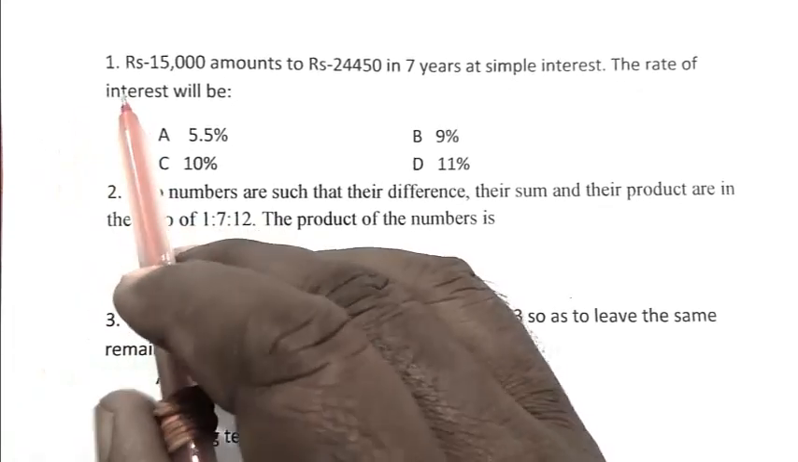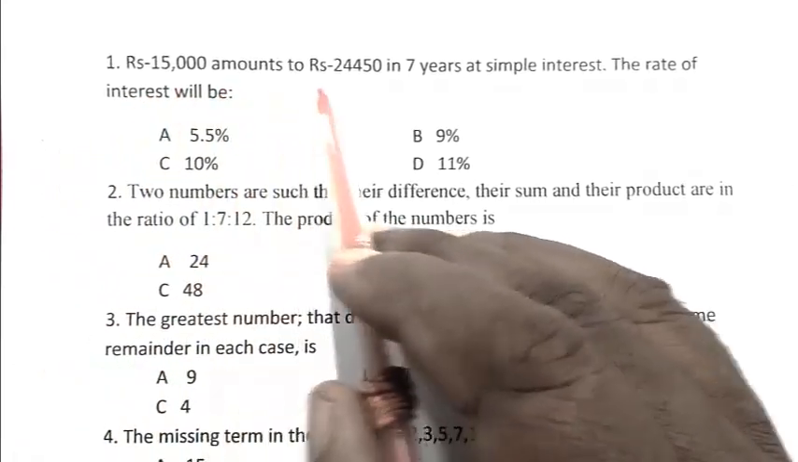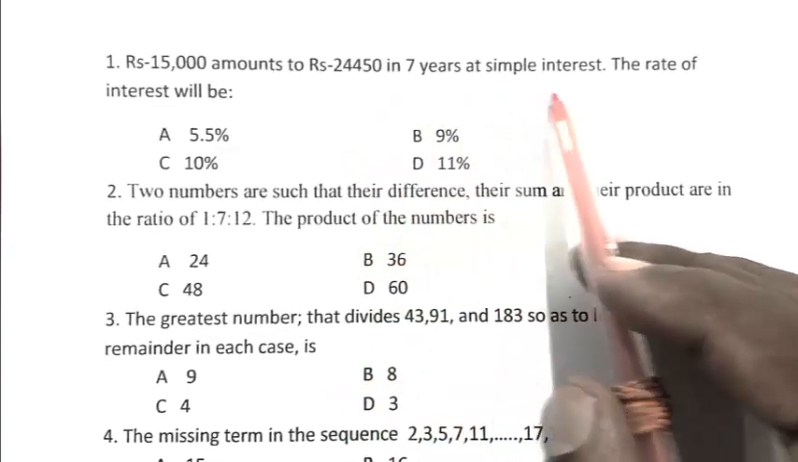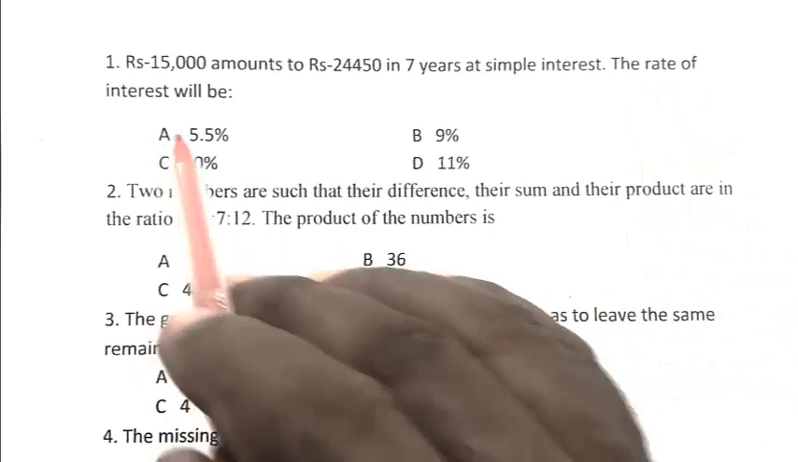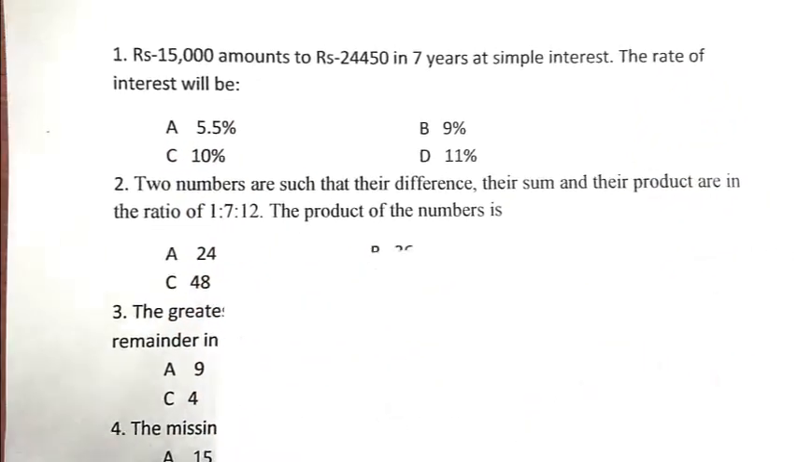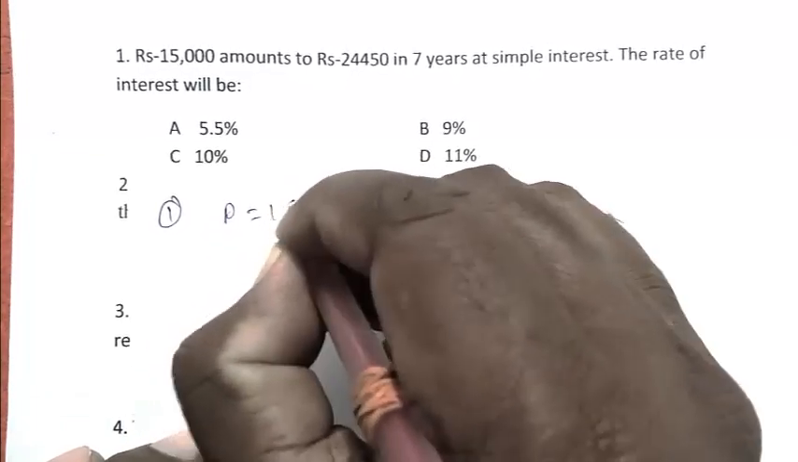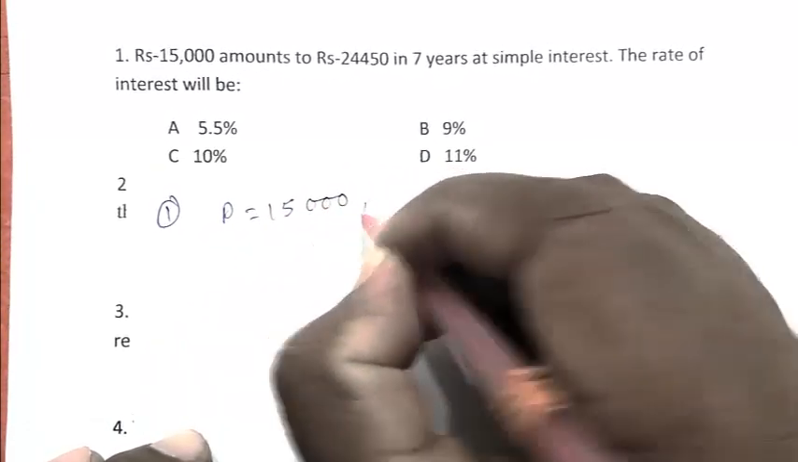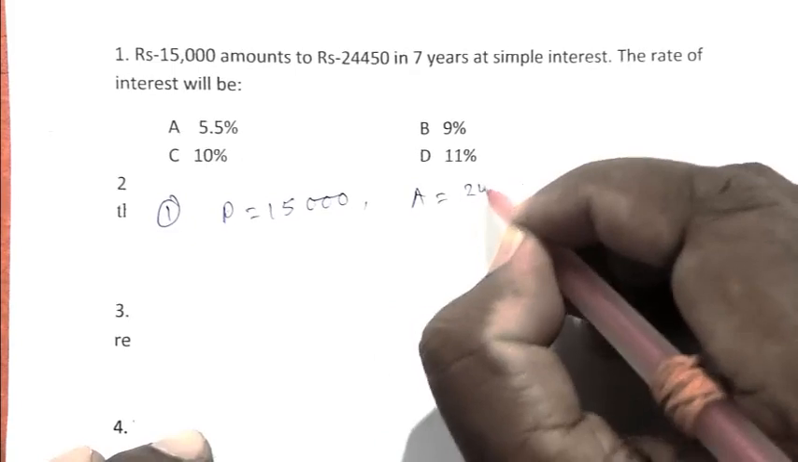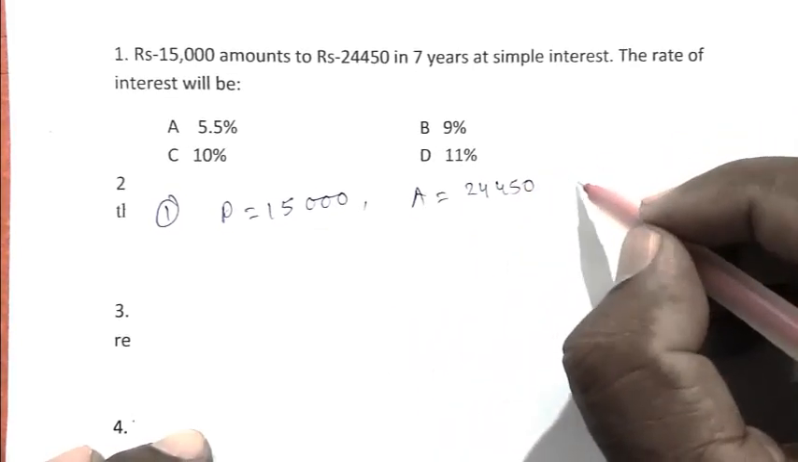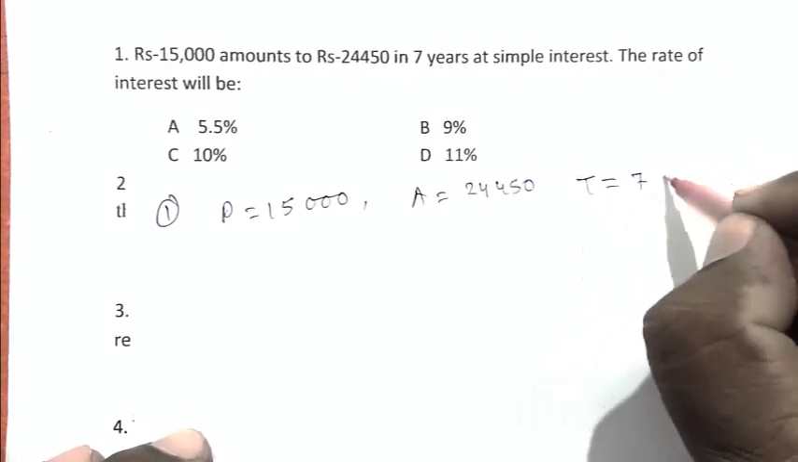Question number 1. Rupees 15,000 amount to rupees 24,450 in 7 years at simple interest. The rate of interest will be. So simply we calculate it from formula. So principal, that is 15,000, amount 24,450, time, that is 7 years.